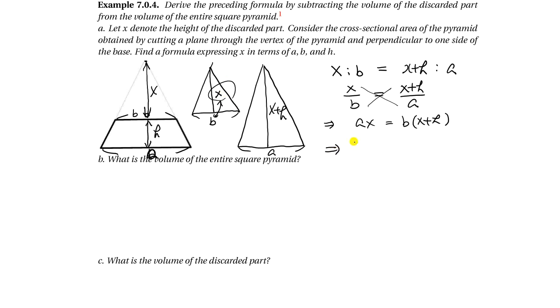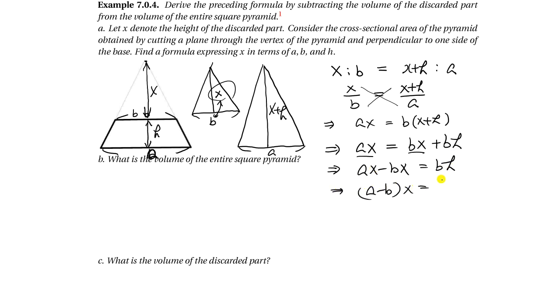So let's just arrange it for x, which means we want to put any terms with x all together. So ax minus bx equals bh. So a minus b times x equals bh. Therefore, the height of that removed portion of the pyramid will be bh over a minus b.